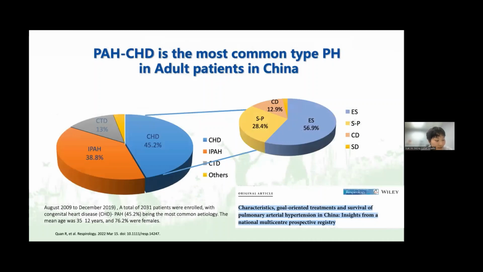This is a retrospective study from Beijing, China, and we found the congenital heart disease associated PH patients accounted for the majority.